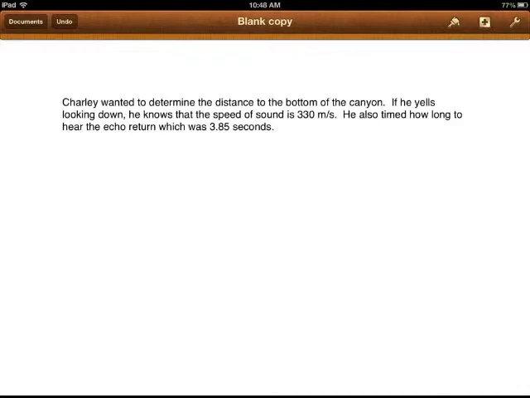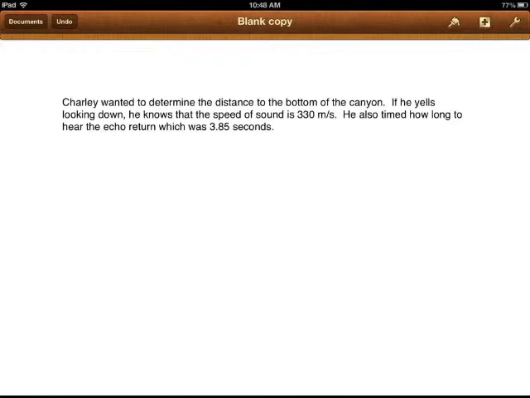Okay, another example of a velocity, distance, and time problem. Charlie wanted to determine the distance to the bottom of the canyon. If he yells looking down, he knows that the speed of sound is 330 meters per second. He also timed how long to hear the echo return from the bottom of the canyon to him is 3.85 seconds. So what do we know?